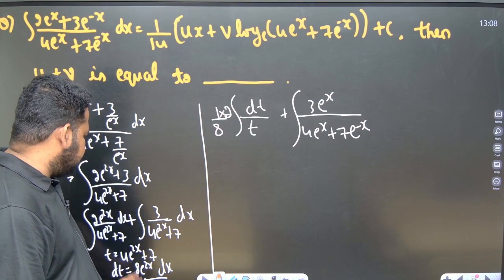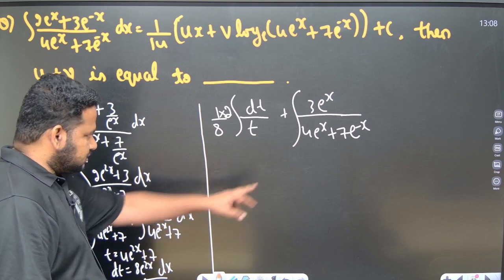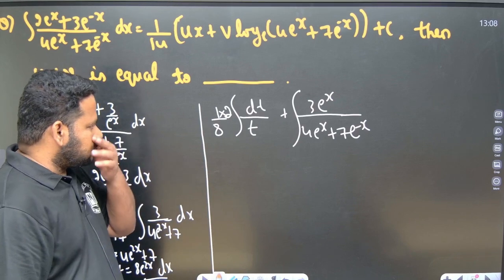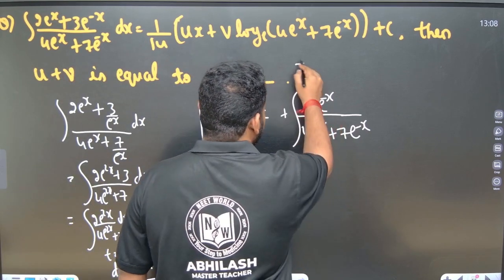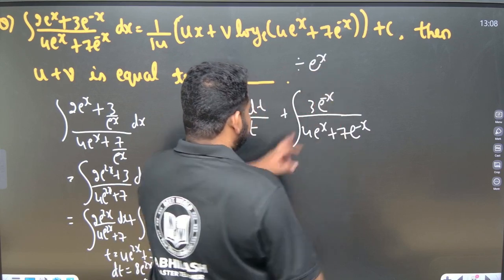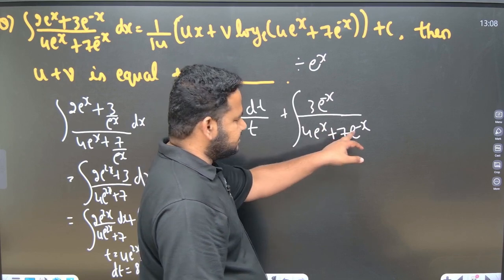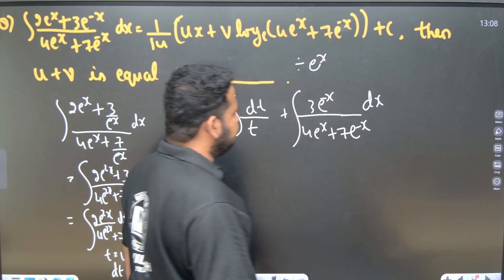7 into e power minus x, if I divide by e power x, this will become 7 into e power minus x, and this will also become 3 into e power minus x. If I divide by e power x, this will become 3 into e power minus x, this will become e power 2x over e power x, and 7 into e power minus x dx. This is what I get. I have to divide numerator and denominator by e power minus x.